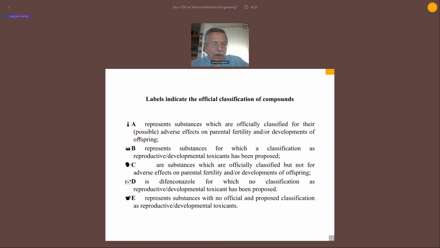For example, those are substances which are officially classified as potential developmental toxicants, or not classified, or are on the waiting list, and so on. These are the official classification rules.